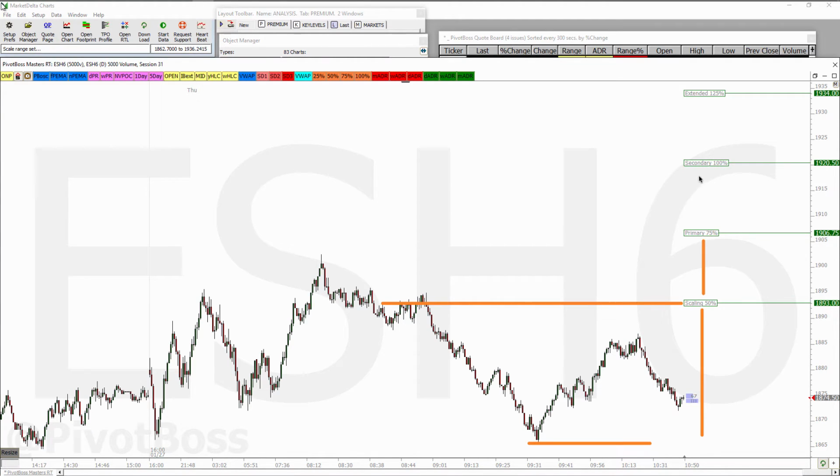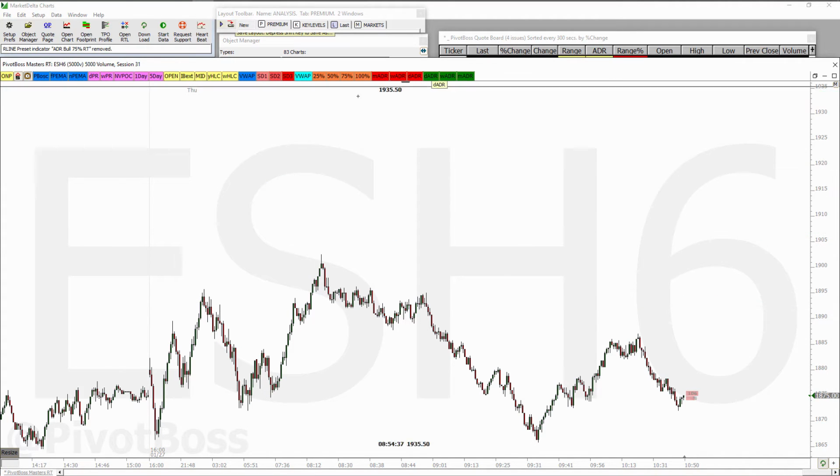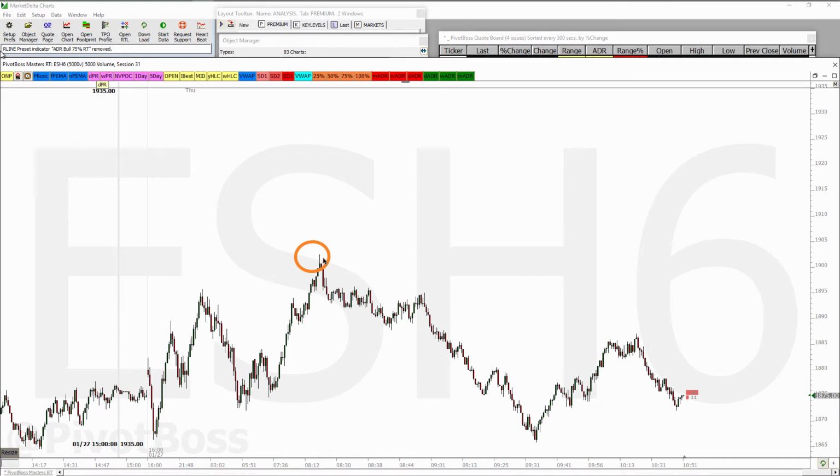This right here would be 75% of 55, and that would be 100% of 55 from this low. And that's how those are forecasted, okay? So that's the upside targets. If you want to forecast the downside targets, then you would take the high of the day right there and forecast it down.